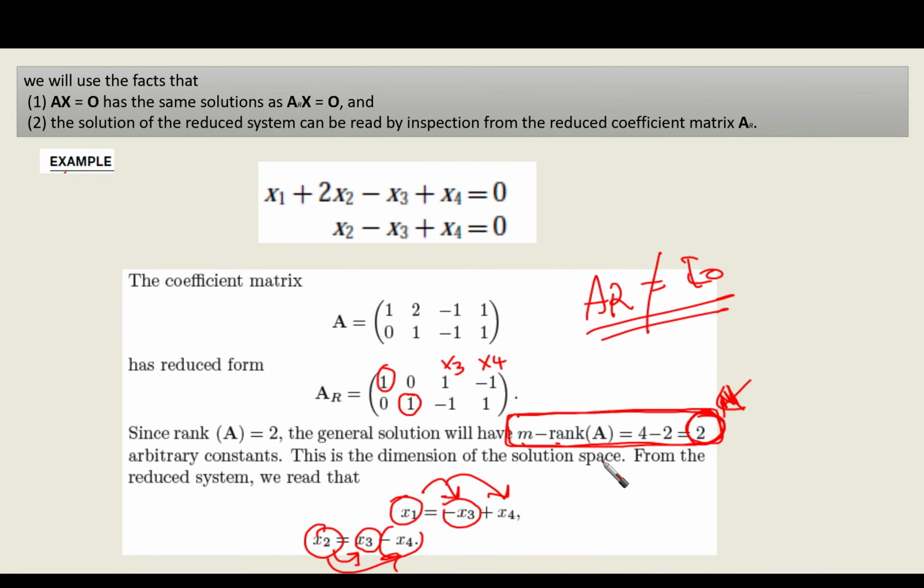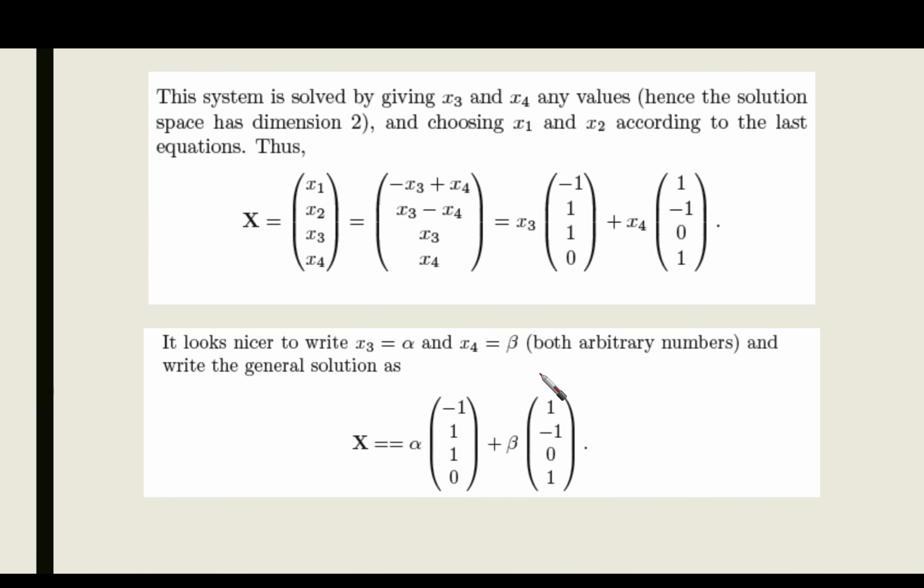Okay. Now let's go to the form of the final solution. This system is solved by giving x3 and x4 any values, as we said in the previous video. So our solution is going to be like a 2-column solution. We want it to be a 2-column solution, so we can put it like this.